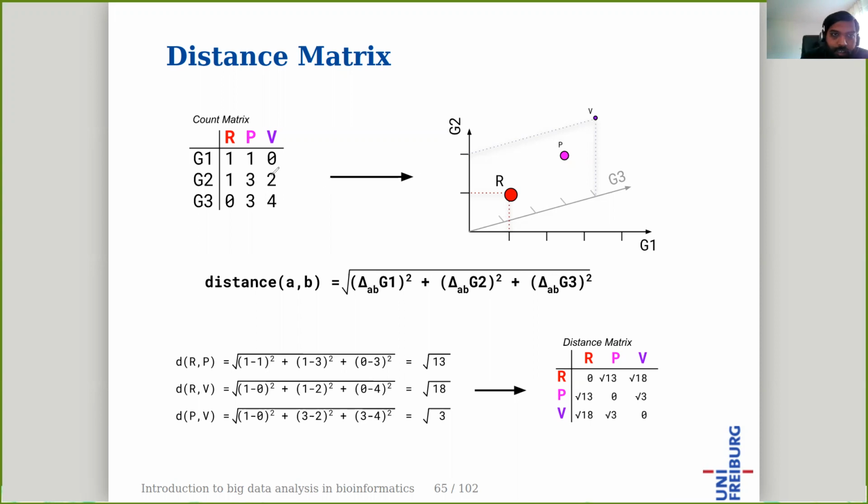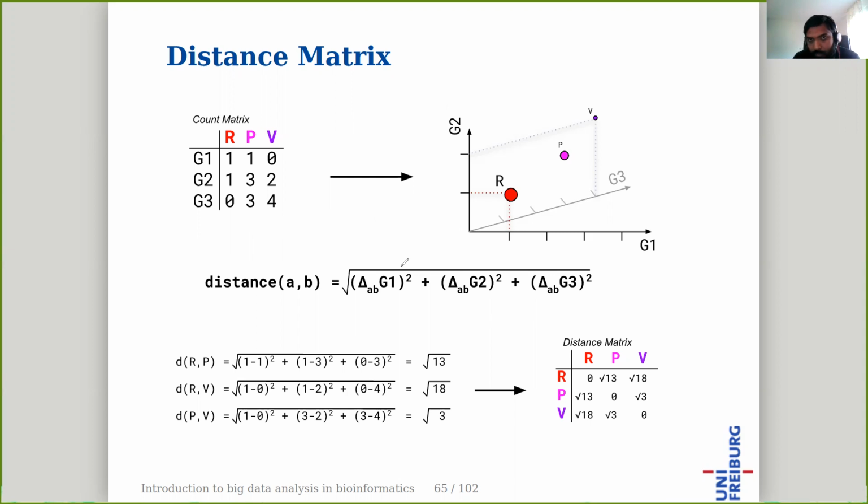But the problem here is we have in this example only 3 genes. But in the real-world setting, it's not just 3, it's actually 3 followed by 4 zeros. That's about 30,000 genes. And the human mind cannot perceive more than 3, or at most 4, dimensions. So we cannot see, or even draw, such 30,000 dimensions. So we need to find a different way of doing it.